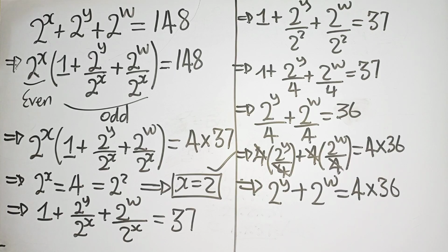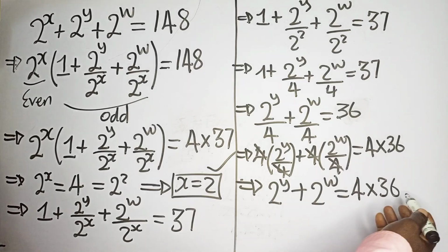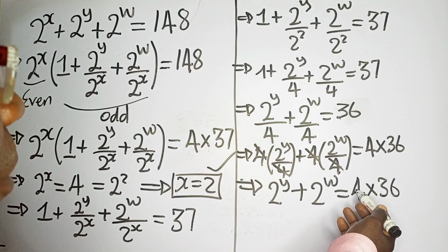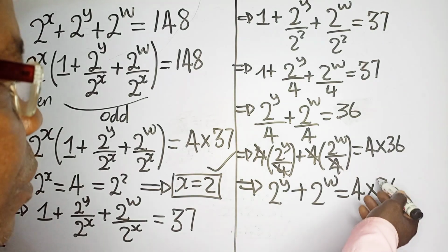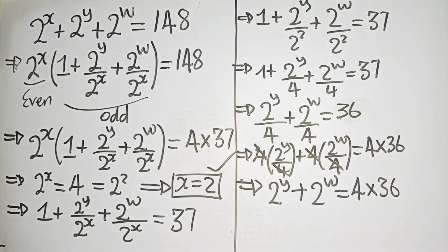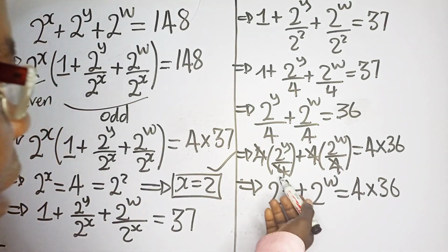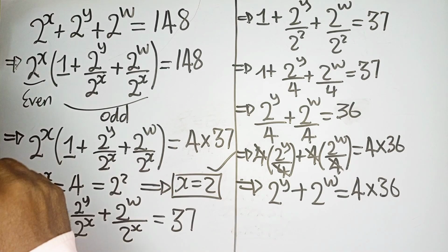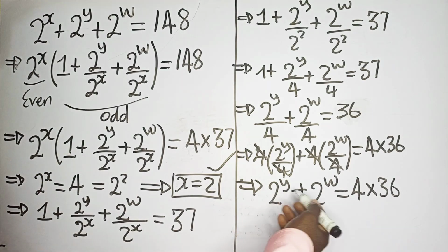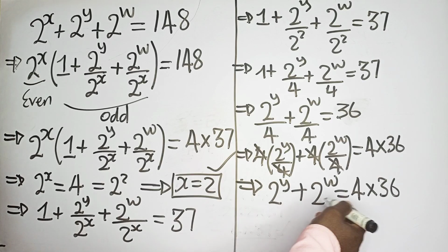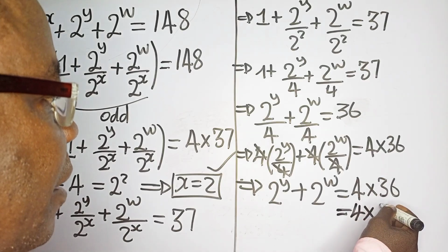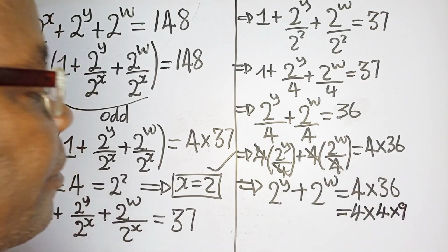Okay. We have to look for the value of y and w. Now, if we look at the right-hand side, we have 4 multiplied to 36, two even numbers. It's not an addition. Here we have addition. If we now go ahead and continue to express this, 4 times, there is 4 inside 36, 4 times 9.